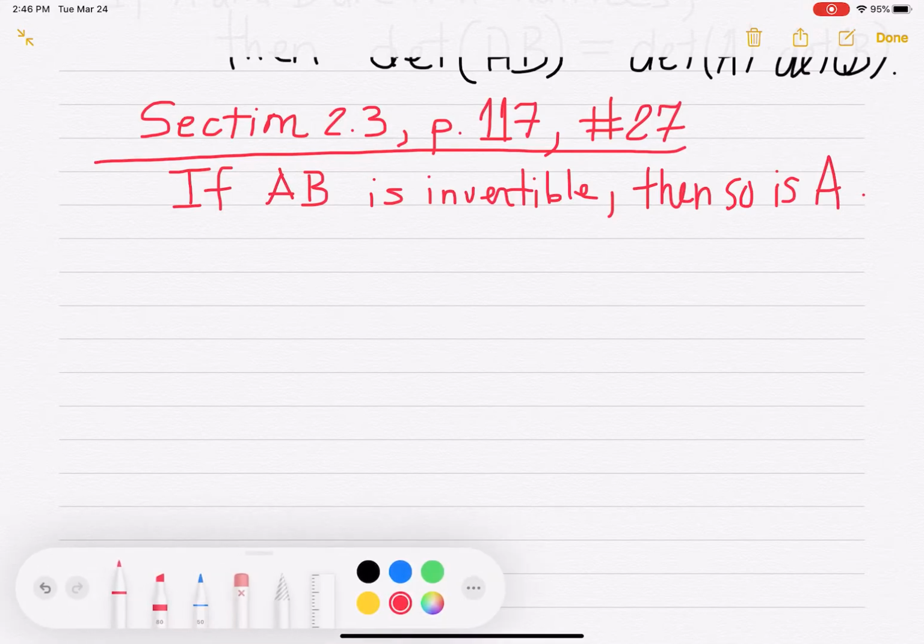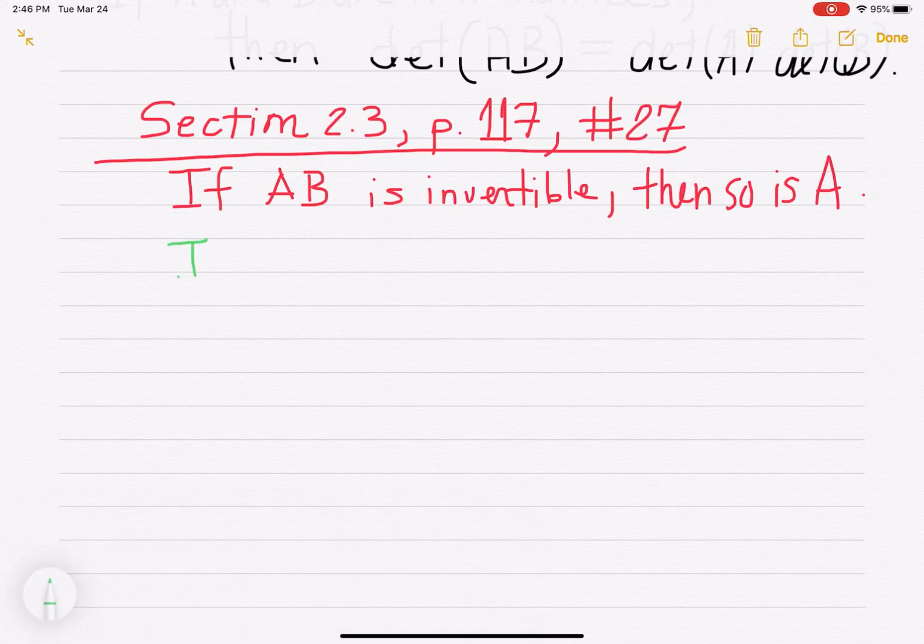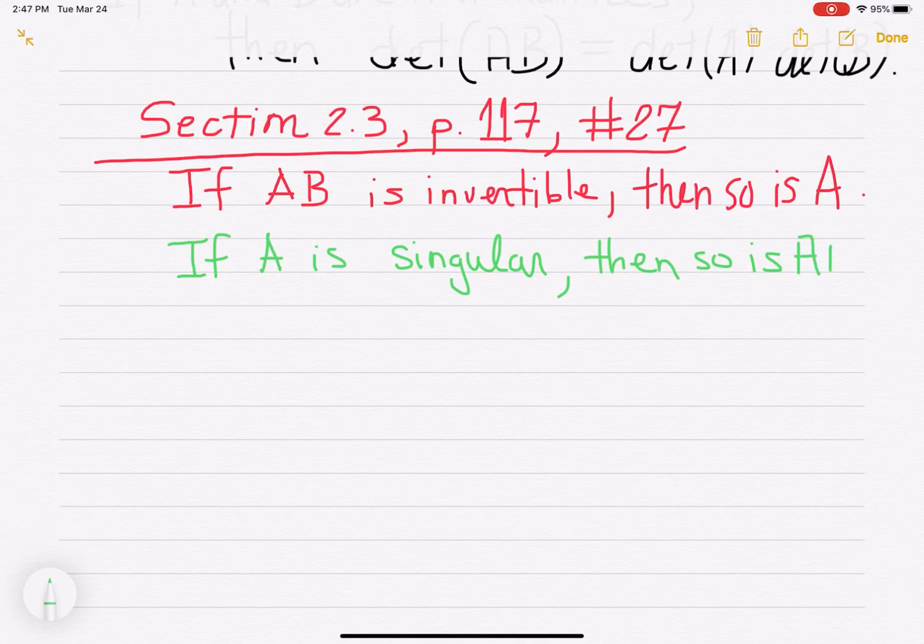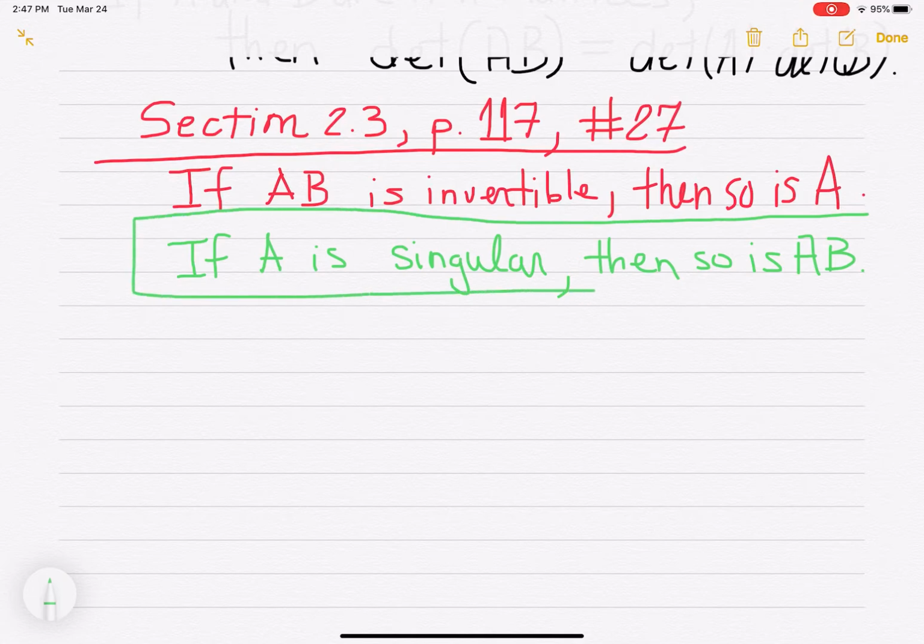If you were to rewrite this statement in its contrapositive form, this is equivalent to saying if A is singular, then so is AB. So if A is singular, then AB is singular as well. Okay, so this is an important result that we're going to be using today.